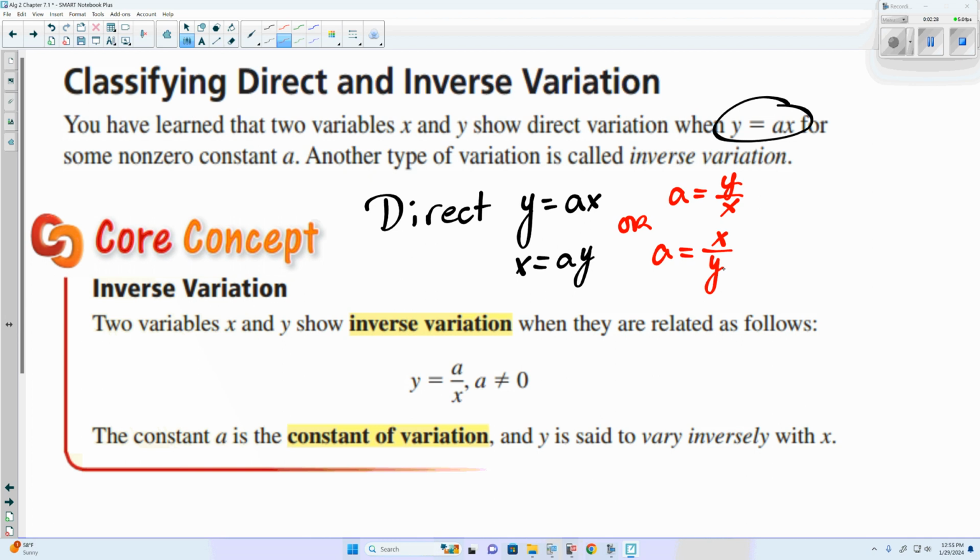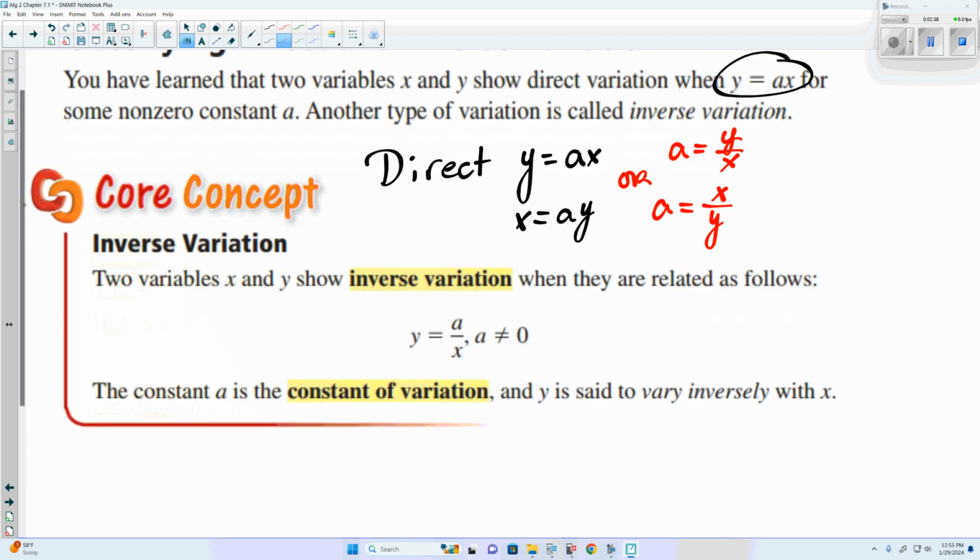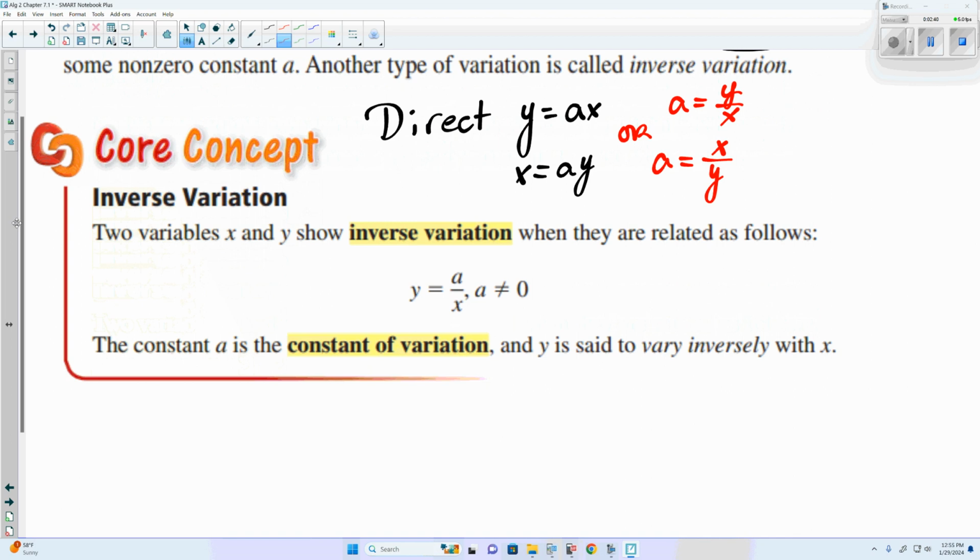But that also goes the other way, because as one decreases, the other decreases. They both need to either be going up or both going down. They go in the same direction. Inverse variation is kind of the opposite of direct. As one increases, the other decreases, or as one decreases, the other increases. They're going in opposite directions. And the main version of inverse variation is y equals a over x, where again, a is a constant amount.